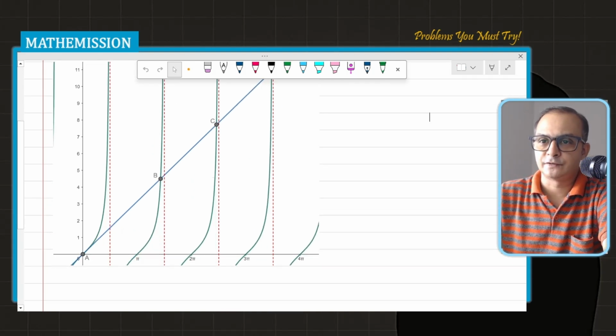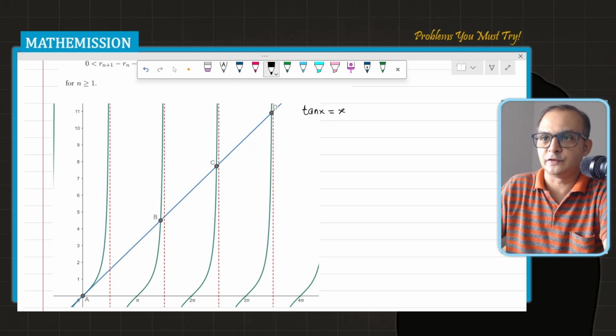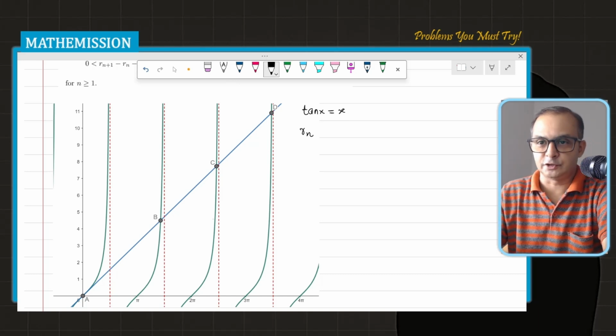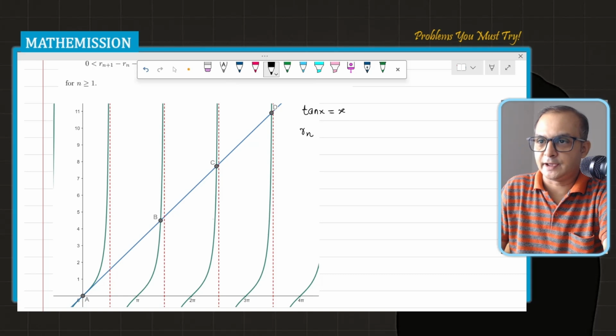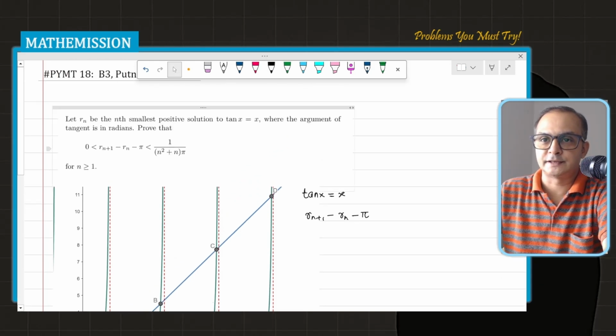So we have the graph and we try to observe. So first of all, it is given that tan x is equal to x. This is the equation we have. The Rn is the smallest solution and Rn plus 1 is the next solution. And the expression I have is Rn plus 1 minus Rn minus pi. This expression I have to prove that it is lying between 0 and this quantity.